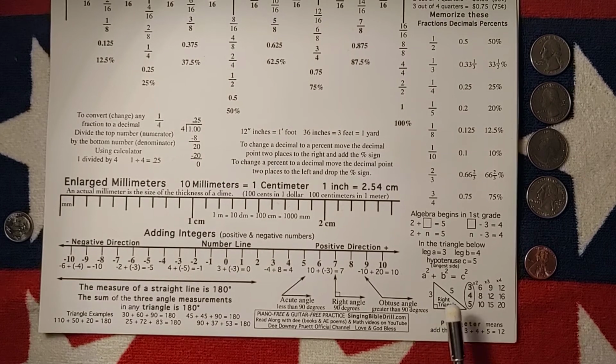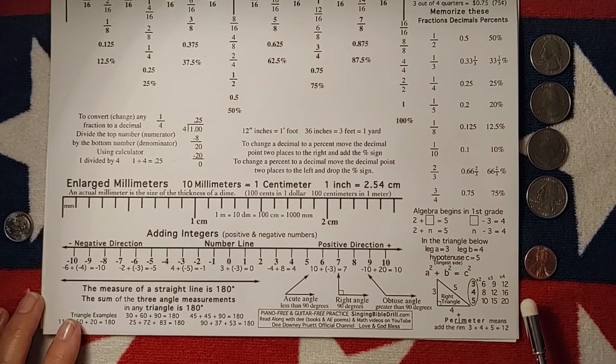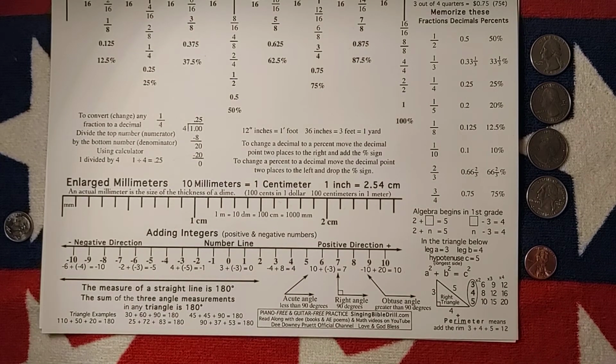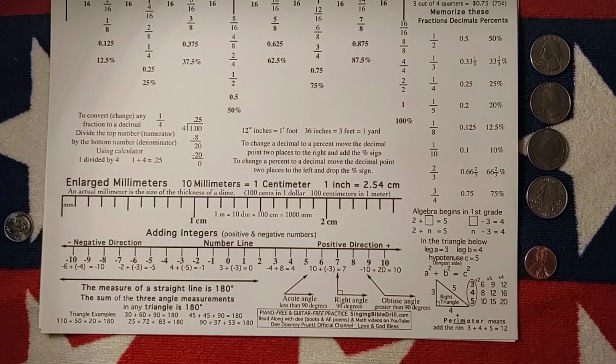So yes, this works. And if you remember 3, 4, 5, if you multiply those by 2, you have 6, 8, 10. If you multiply it by 3, 9, 12, 15. If you multiply 3, 4, 5 by 4, you have 12, 16, 20. So in a word problem, if they gave you that two legs of a right triangle were 12 and 16, you would know that the hypotenuse, the longest side, would be 20.